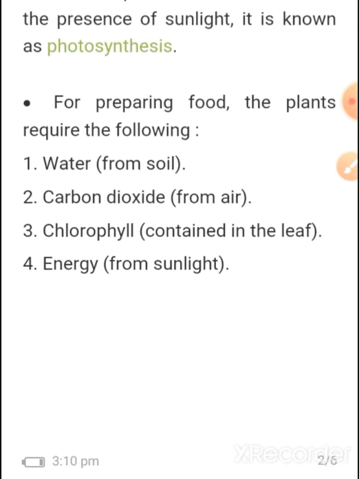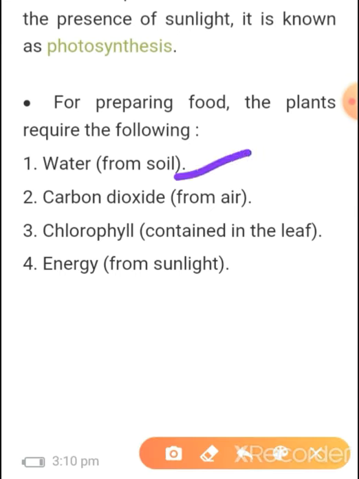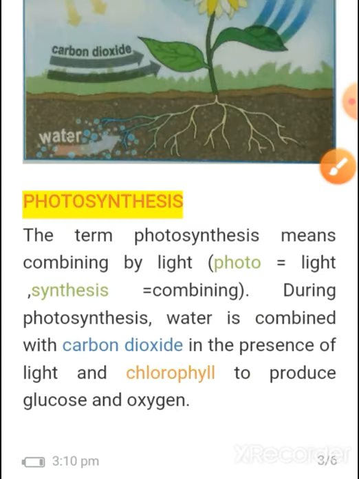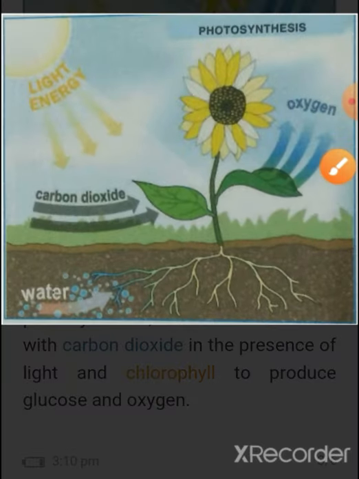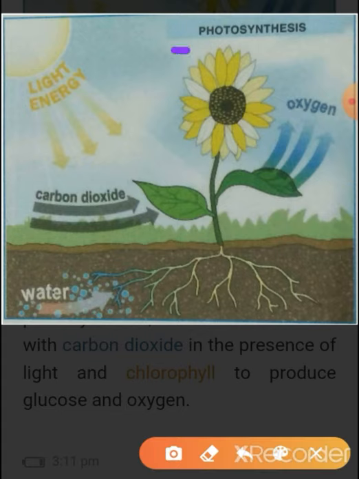Now for preparing food, the plants require the following components. First is water from the soil, carbon dioxide from the air, chlorophyll contained in the leaf itself, and energy in the form of sunlight. Now here is a diagram. You can see in this diagram the photosynthesis.